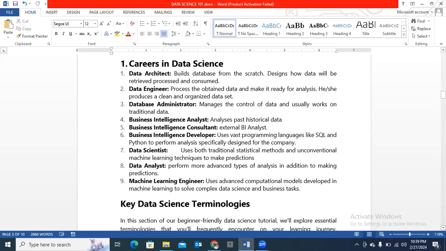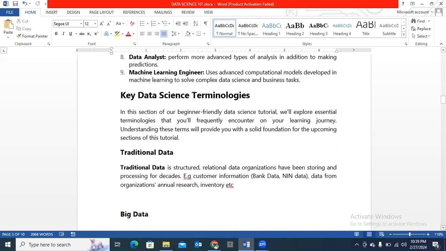So who is an ML engineer, machine learning engineer? Such a person uses computational models developed in machine learning to solve complex data science and business tasks. So these are the careers in data science.